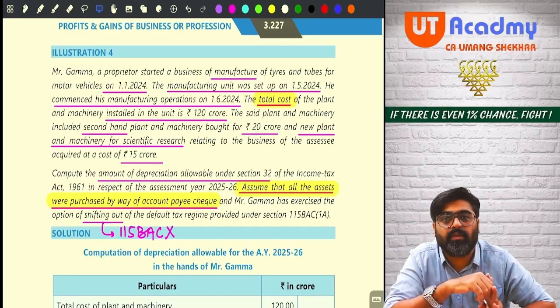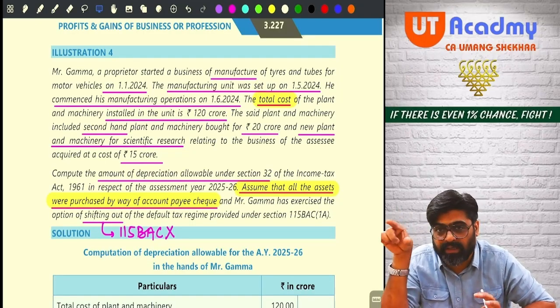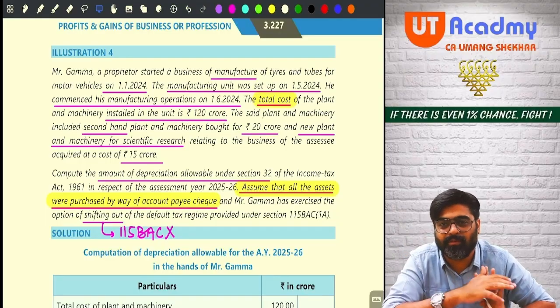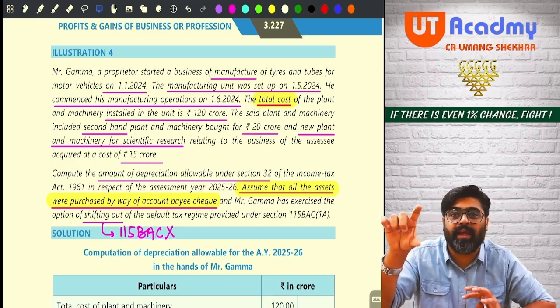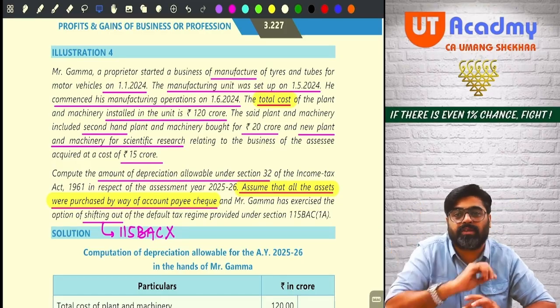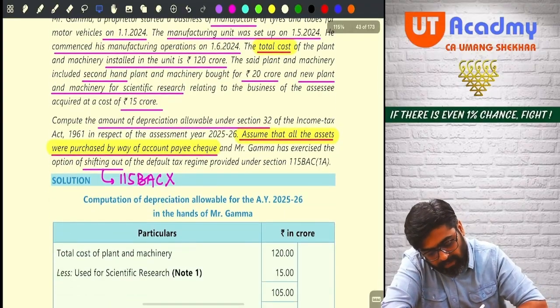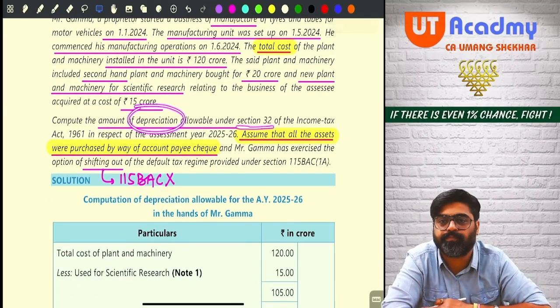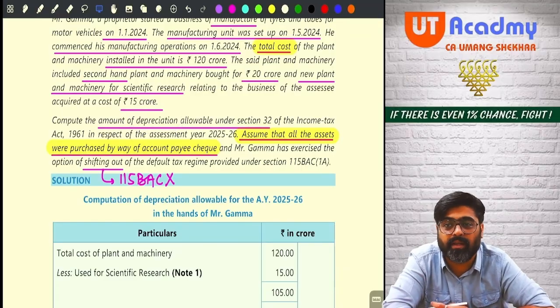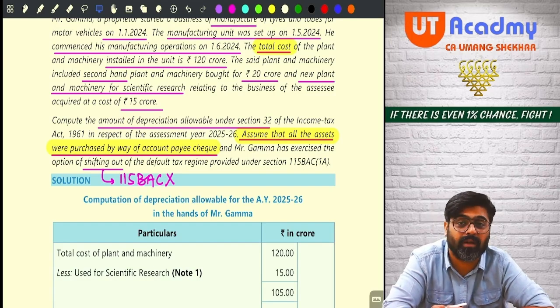If this type of question comes in the exam, it will come as a case study, 2 marks MCQ, or as an adjustment in the main question. Pay attention. Compute the amount of depreciation allowable under section 32. See how bad these people are. They have not given you any hint. Depreciation allowable under section 32.